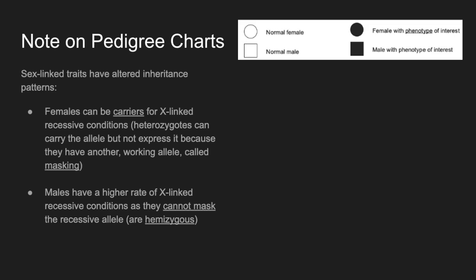Another thing to understand is that females can be carriers of recessive conditions. What this means is that because they have two X chromosomes, they can have one X chromosome that has the recessive allele and one that has a normal allele, and will then have the normal allele be expressed. This action is referred to as masking. Males are unable to do this as they only have one X chromosome.